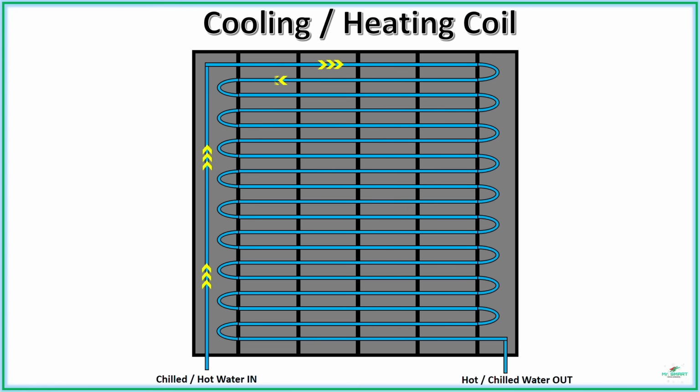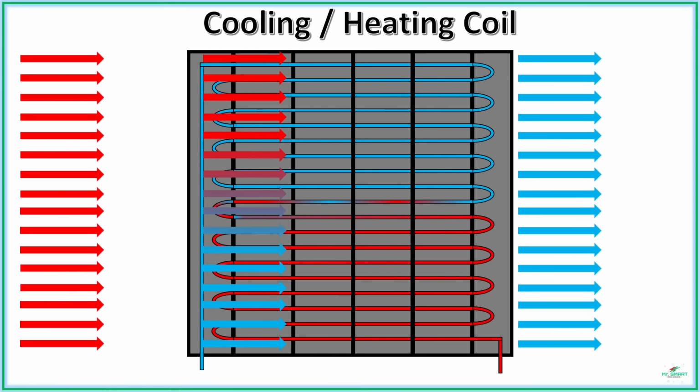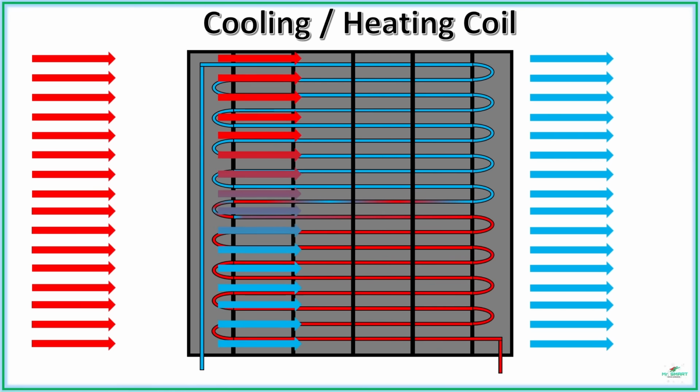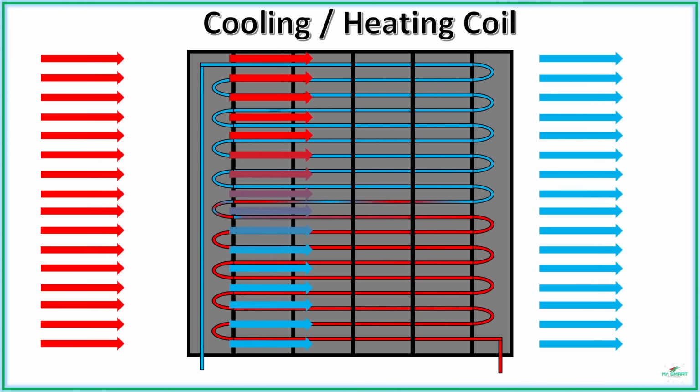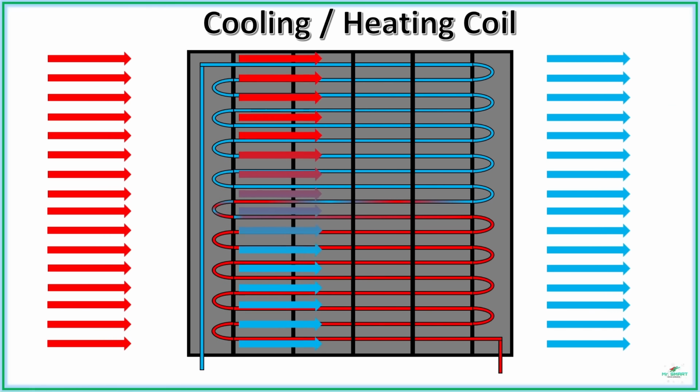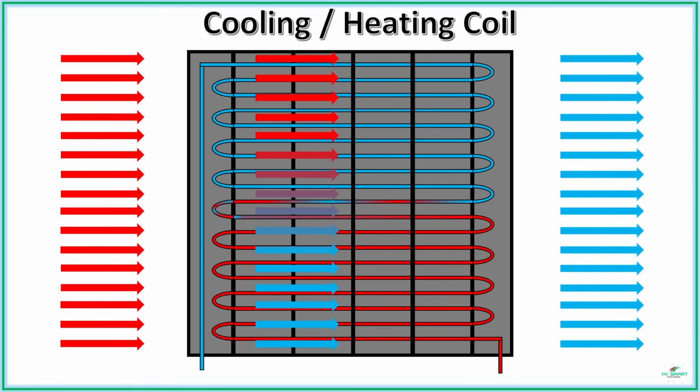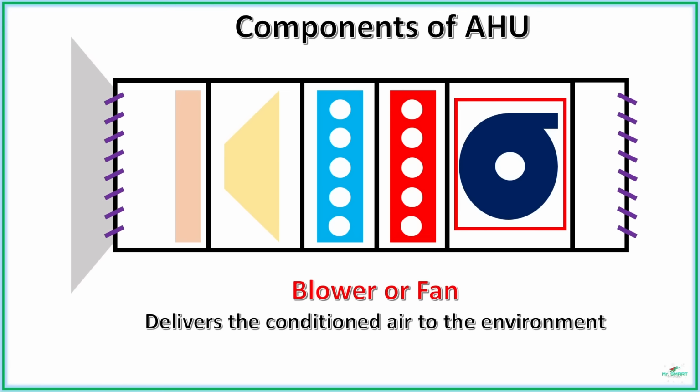Typically, a cooling or heating coil is a long stacked tube, in which the water enters at one end, flows through the entire tube and exits at the other end. When the atmospheric air passes through this coil, it obtains chillness or heat from the water flowing through the tube, producing cold or warm air as a result. This conditioned air is delivered to the desired space or environment by means of a blower or a fan.